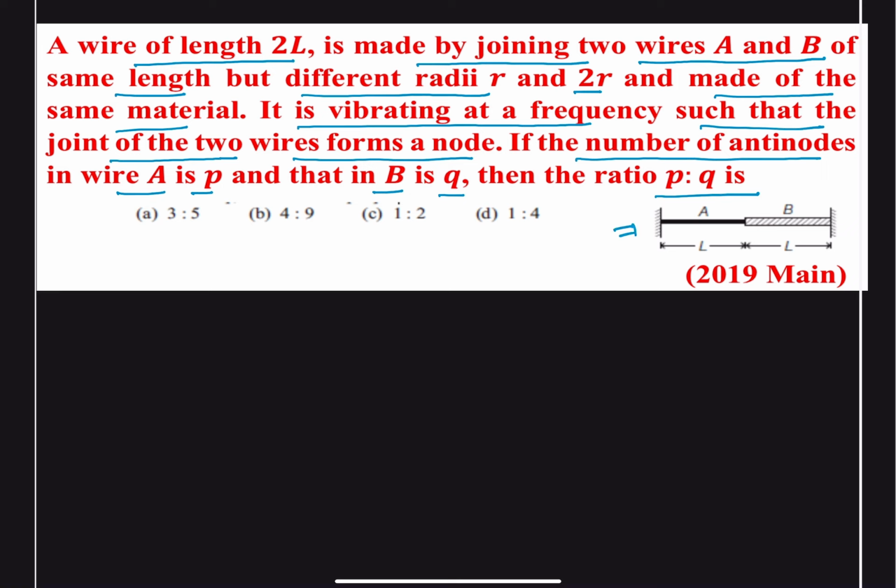Two rods A and B individually have a length of L and L, so the total length is 2L, and at the joint it forms a node. We have to find out that if A has P antinodes and B has Q antinodes, the ratio of P to Q.